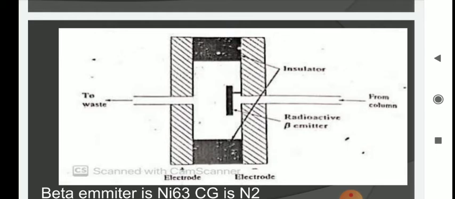Once the gas containing the compound goes out to the waste, then only carrier gas will again come, and the current will rise again. Now, when the second component comes in, again the same thing will happen. If it has an electronegative element, the current will fall, and once it goes out, you will get a rise again. So basically, what you will get is inverted peaks in this case.